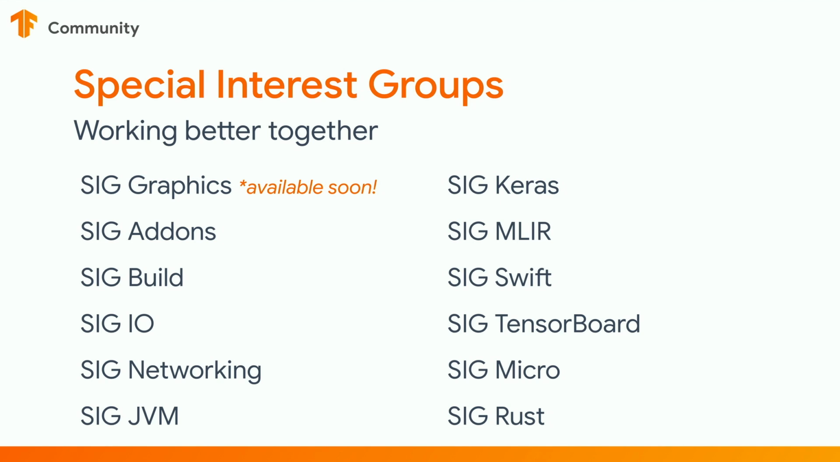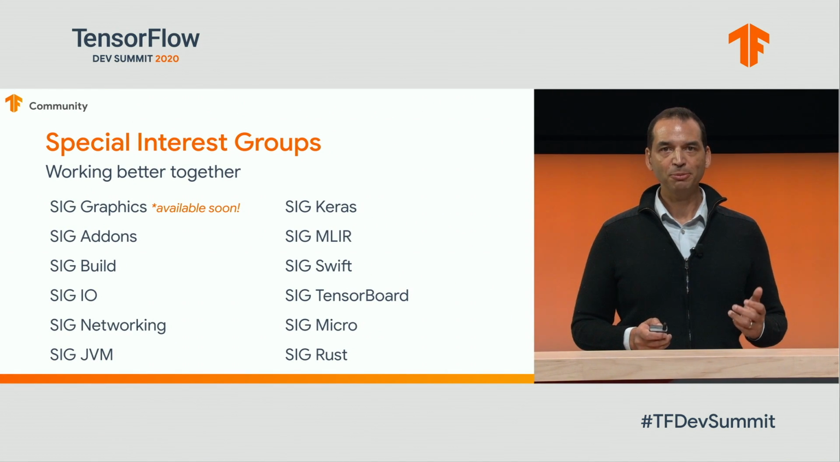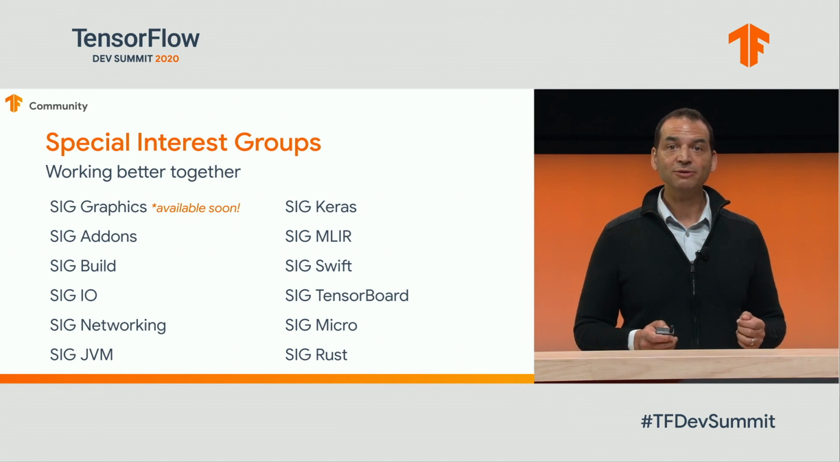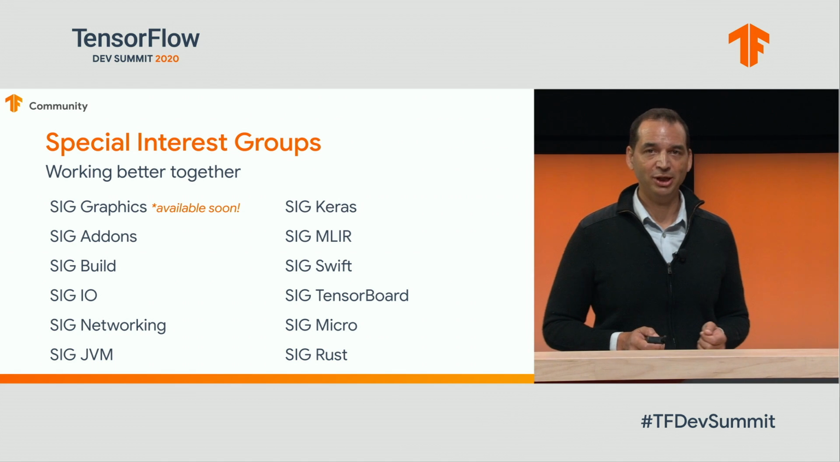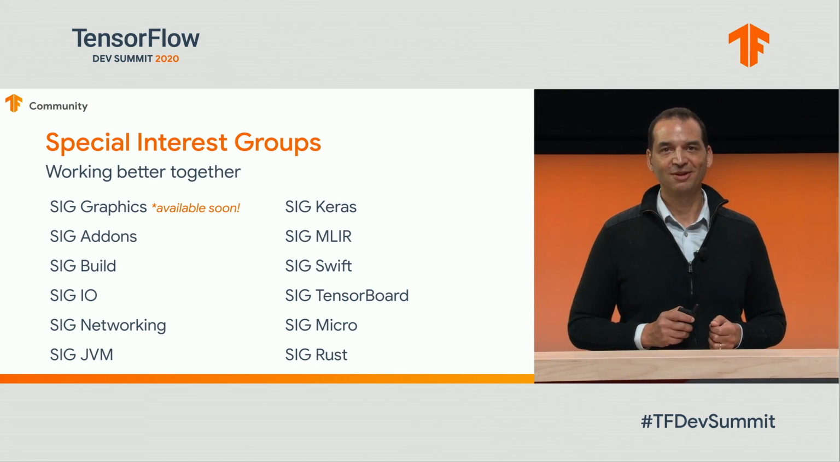Another way to get involved are the special interest groups, or SIGs. SIGs exist to help you build areas of TensorFlow that you care the most about. We will have 12 SIGs, with SIG Graphics being our latest addition starting at the end of the month. Most SIGs are led by members of the open source community, such as our fantastic Google developer experts.